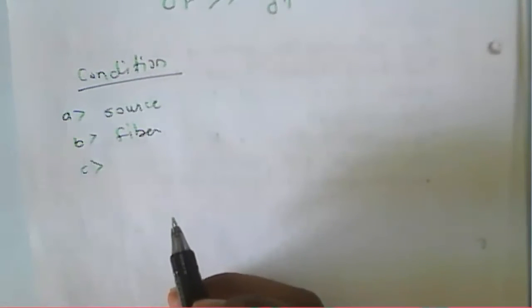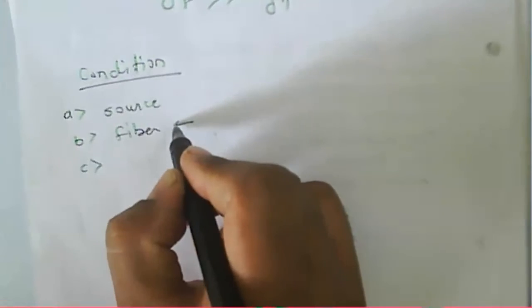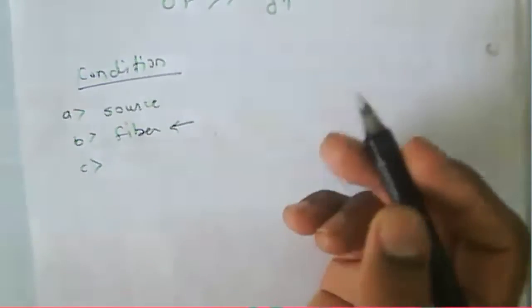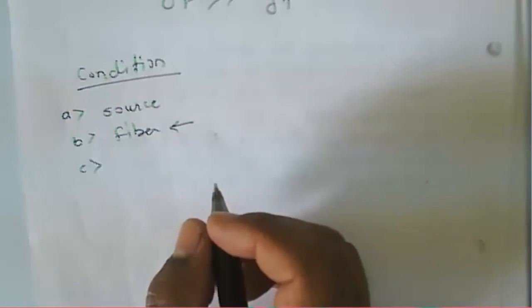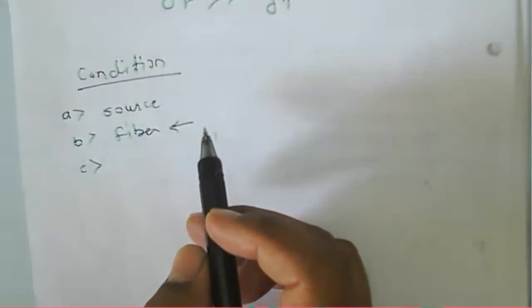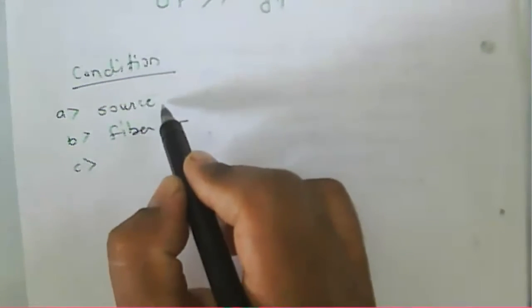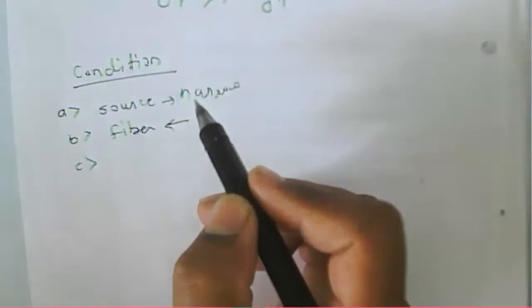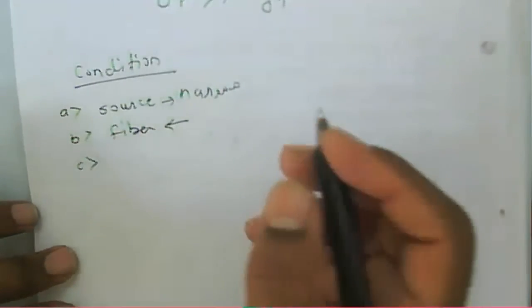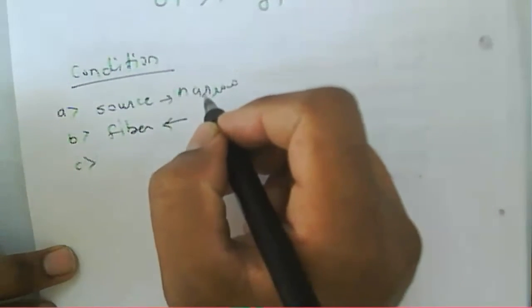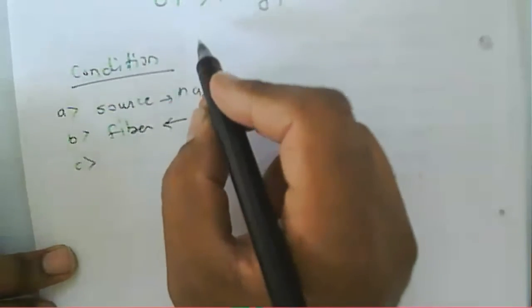To reduce the modal noise inside the fiber, we need to remove whatever disturbances are inside the fiber, or instead of using a multimode fiber, we can use a single mode fiber so that modal noise can be removed. Or instead of a narrow spectral width of a source, if we use a broad spectral width, we can reduce the modal noise of a fiber.